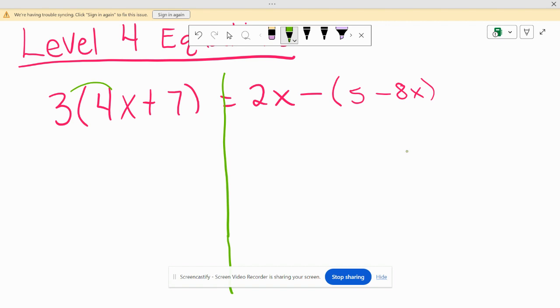So remember, that means I need to multiply the 3 times the 4x and the 3 times 7. So 3 times 4x is 12x. 3 times 7 is positive 21. So this side is simplified. That's good and done. Let's take a look at the next one.